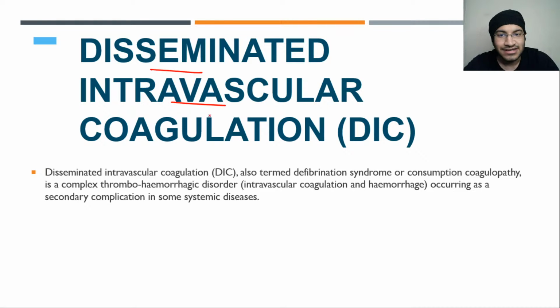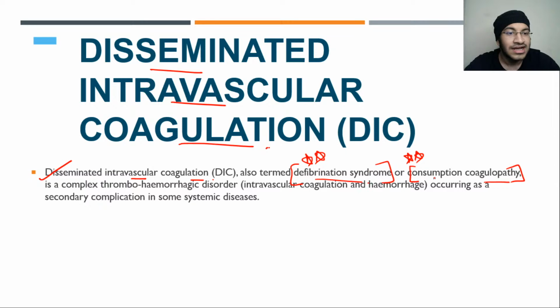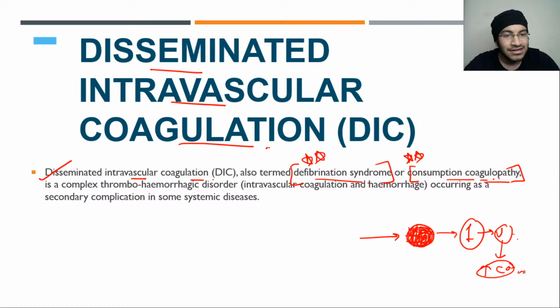So DIC is disseminated intravascular coagulation, and it has many names. Disseminated intravascular coagulation is also termed defibrination syndrome and consumption coagulopathy. It is called consumption coagulopathy because all the platelets or blood cells are consumed, and they are consumed for the formation of thrombosis, right? So all the cells ultimately form a thrombus, or they increase the viscosity of the blood, and thus they increase the coagulation process, right? And that's why we call it disseminated intravascular coagulation or consumption coagulopathy.